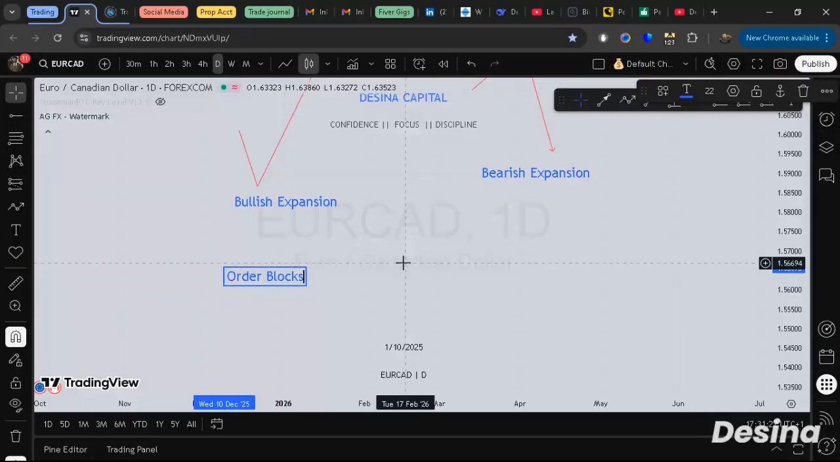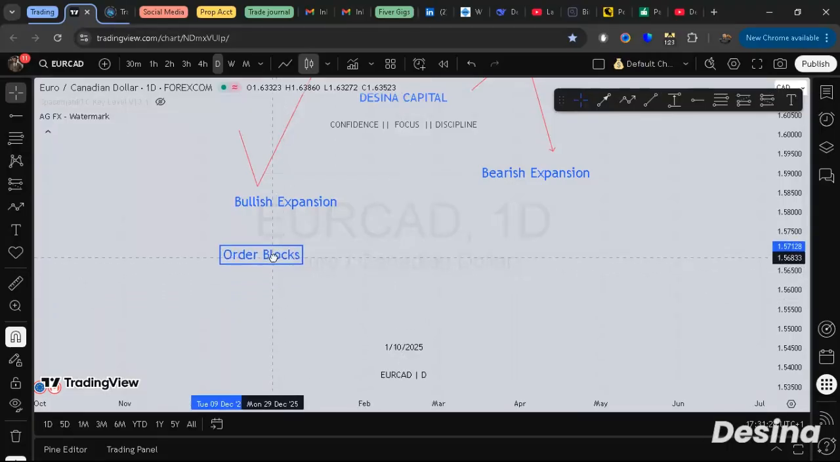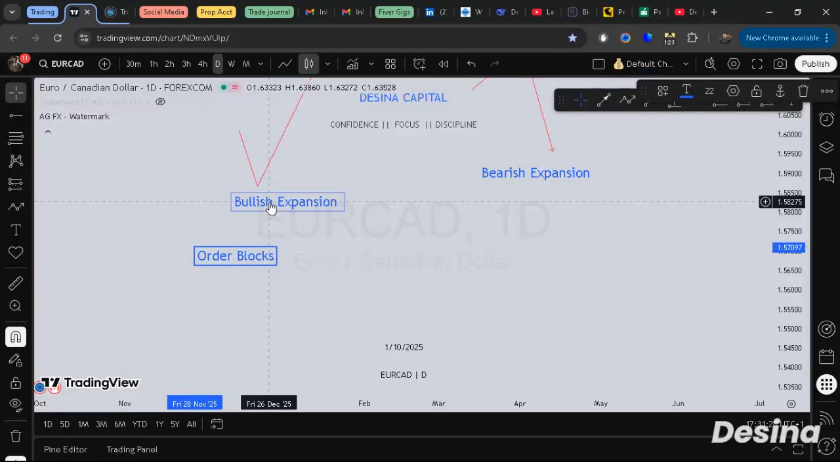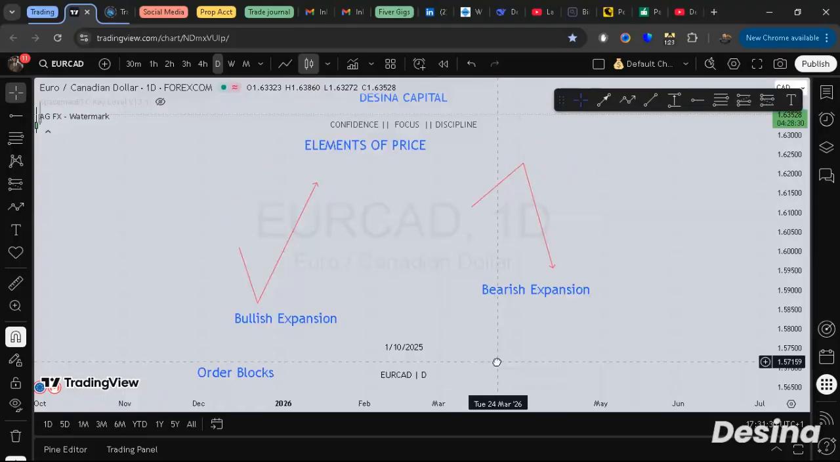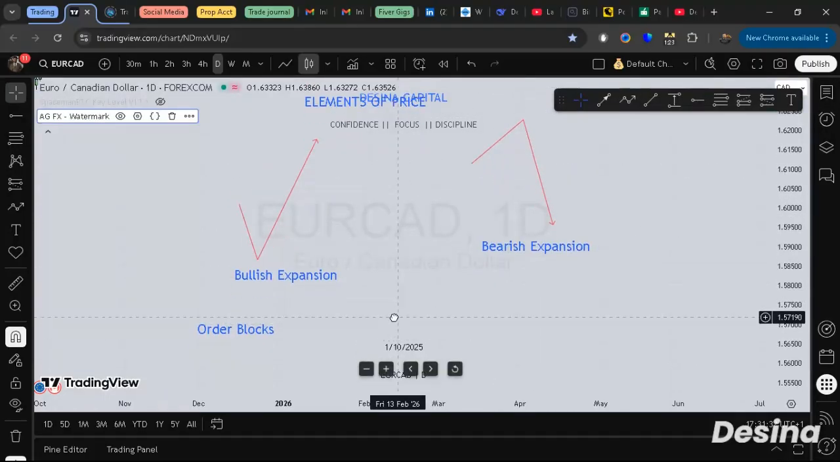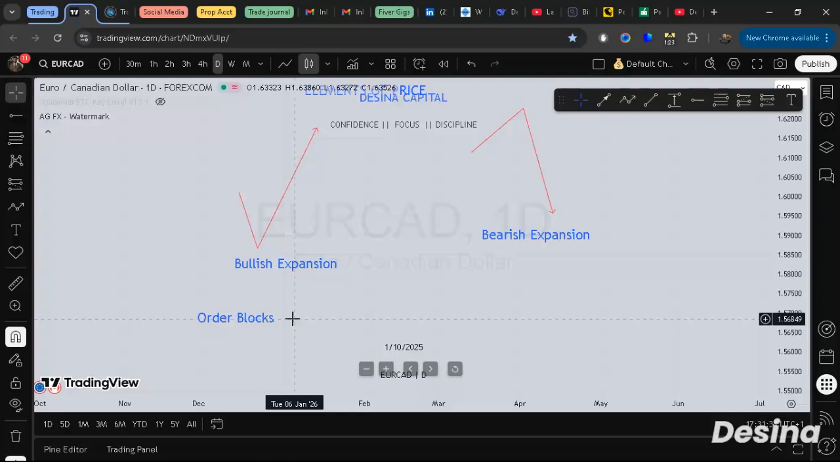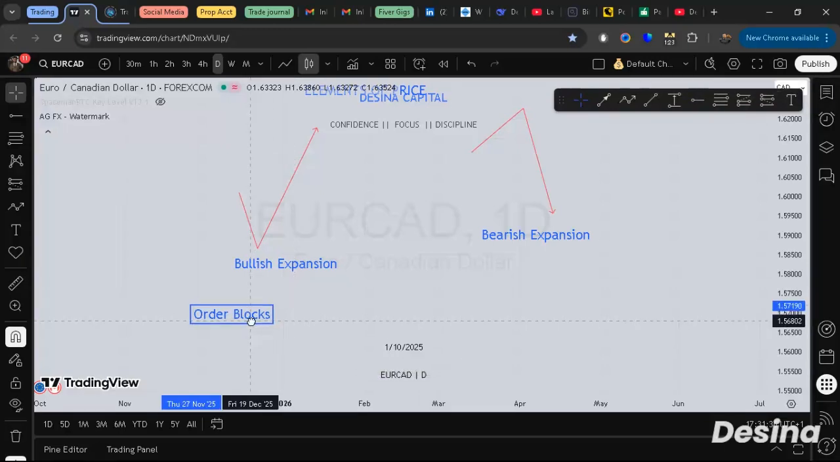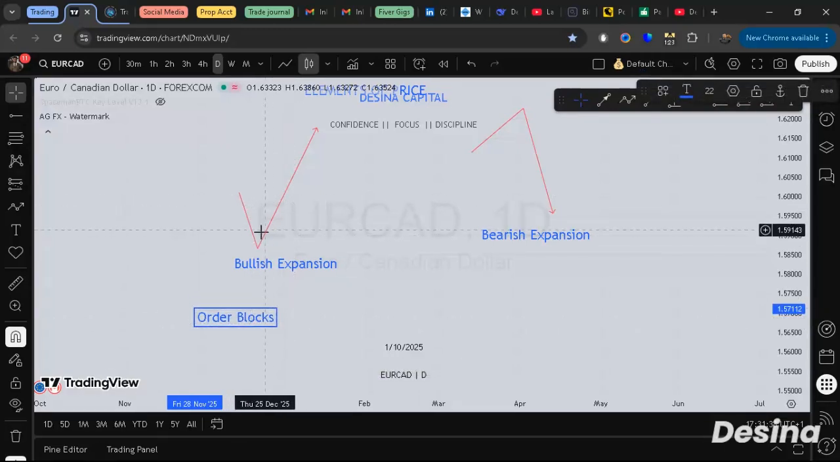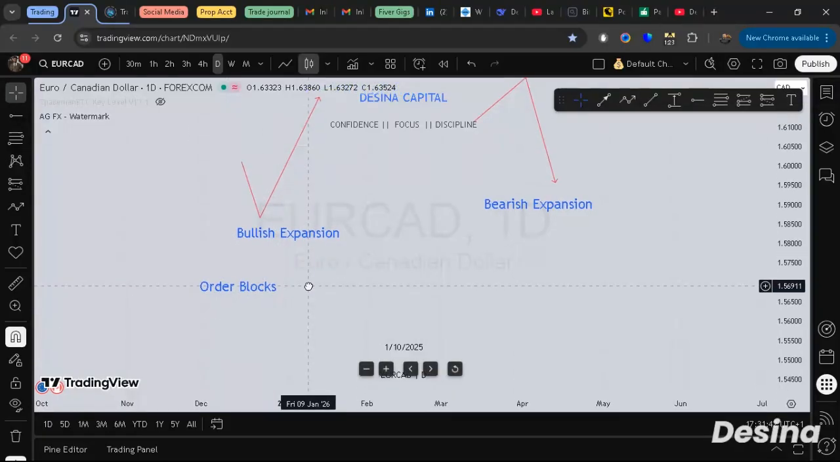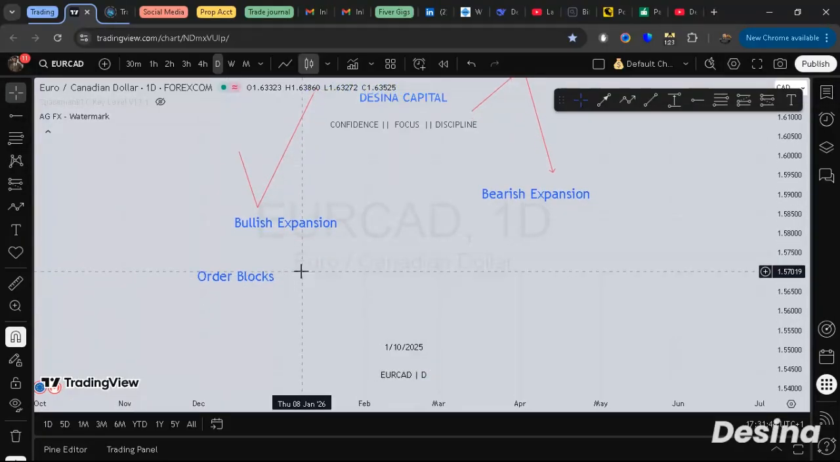As new traders, you know what order blocks is. So the reference point for an expansion, either in a bullish scenario or in a bearish scenario, is order blocks. Yes, it's order blocks. So at the low of every expansion, you definitely see an order block. And what is an order block?